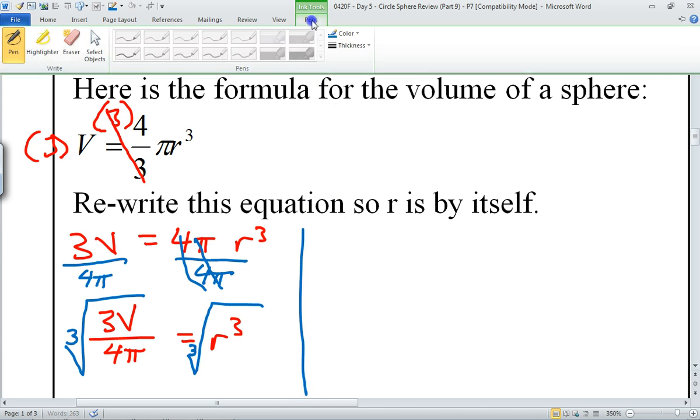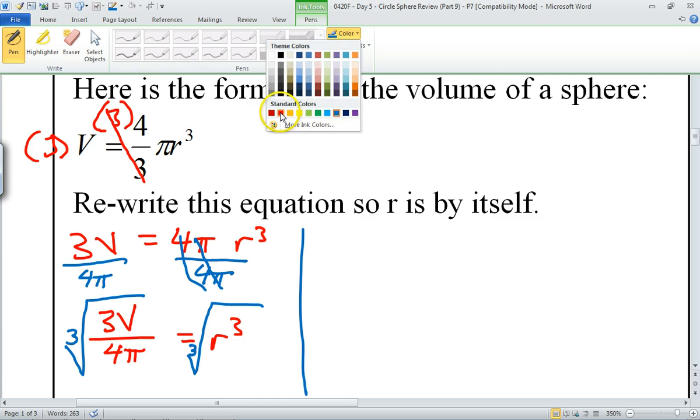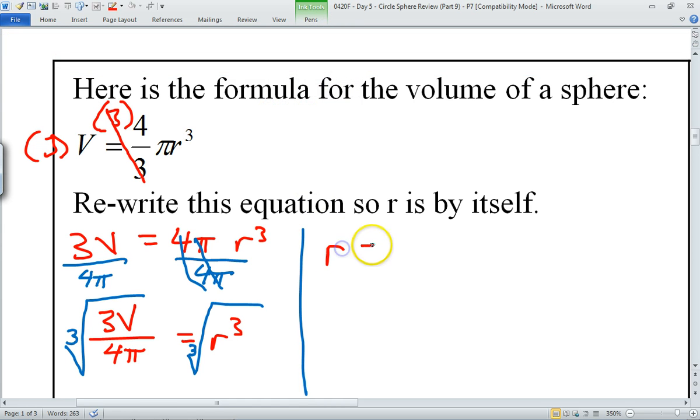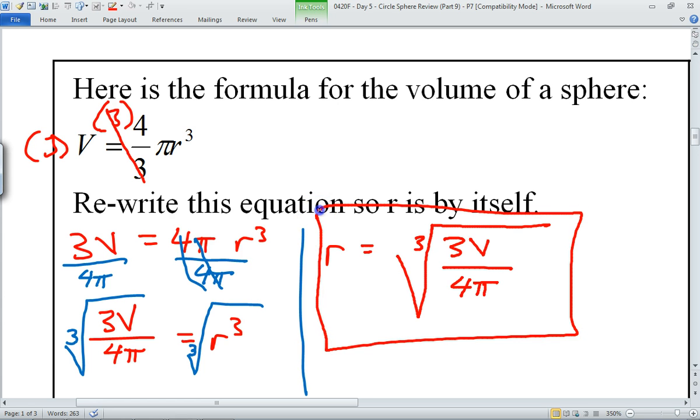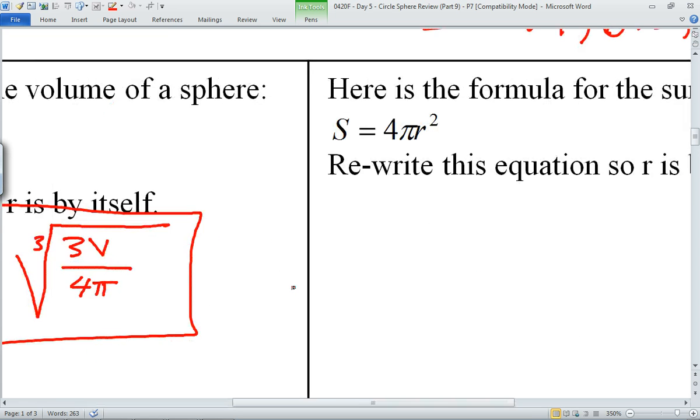So we're ready to write the answer. That means r is going to equal the rest of it, the cube root of 3v over 4 pi. And that would be the answer. Okay, with that in mind, try to do the next one by yourself.